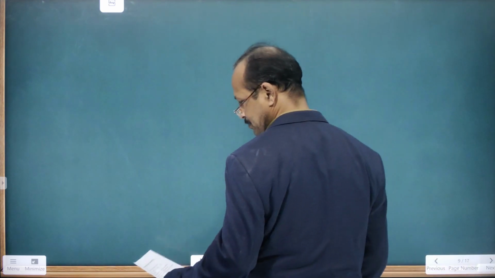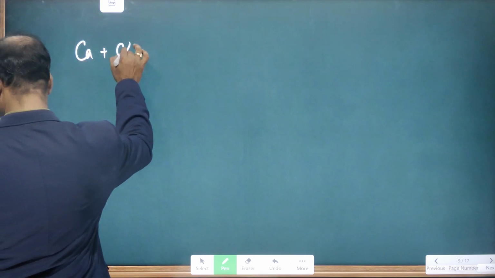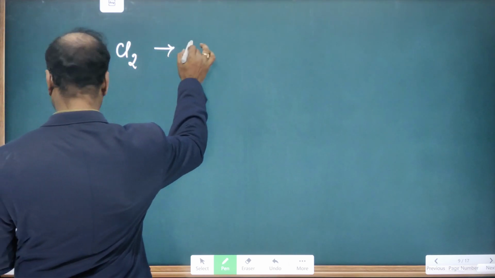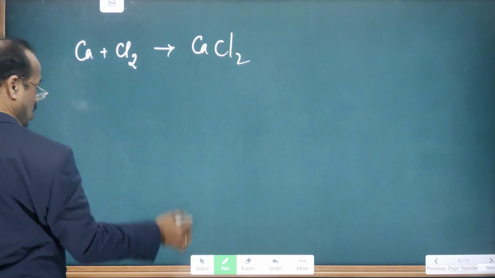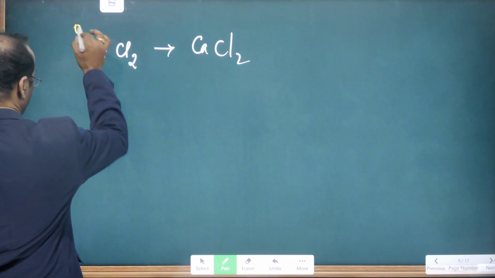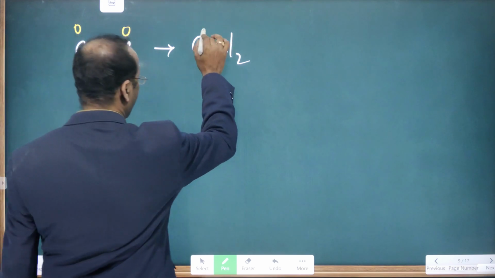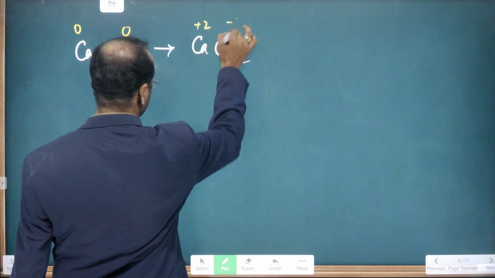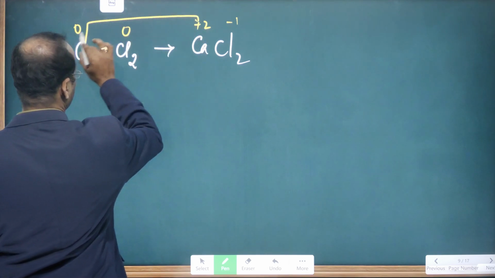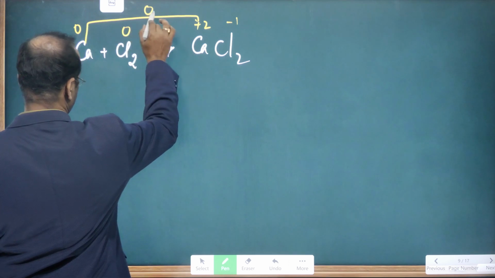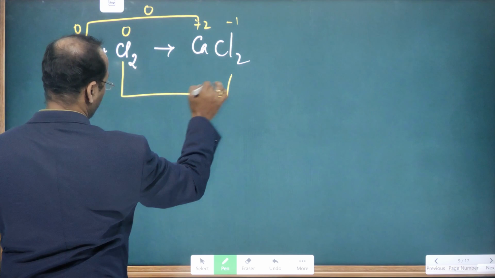Now next one. Calcium plus Cl2 gives rise to CaCl2. So calcium is individual, so the oxidation number is 0. Chlorine is also individual, so the oxidation number is 0. But here calcium is +2, chlorine is -1. So from calcium to this calcium, the oxidation number is increasing, so this is oxidized. And chlorine from 0 to -1 is decreased.